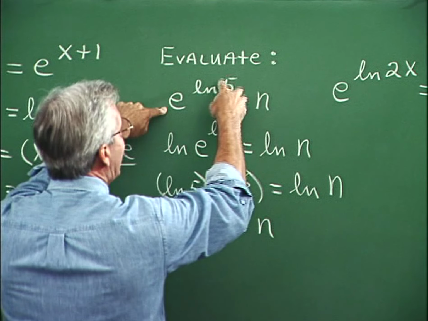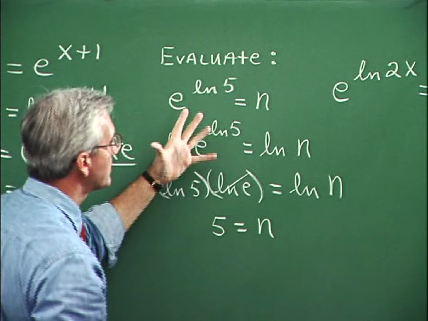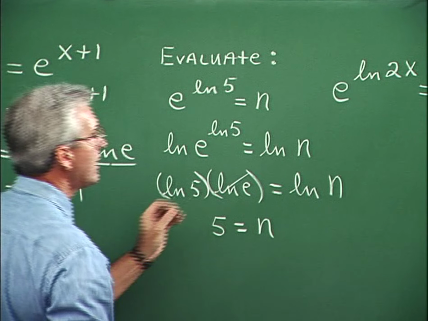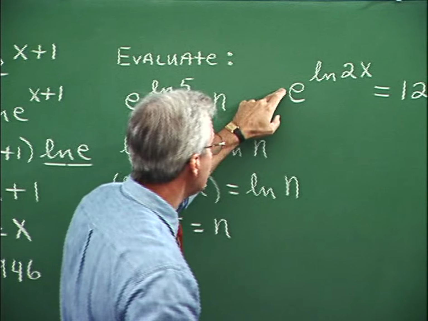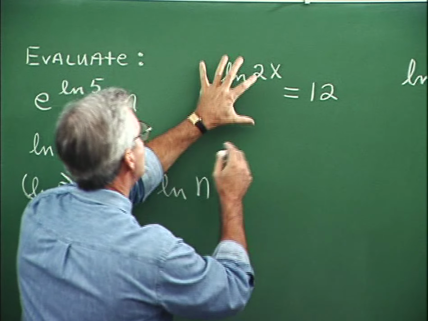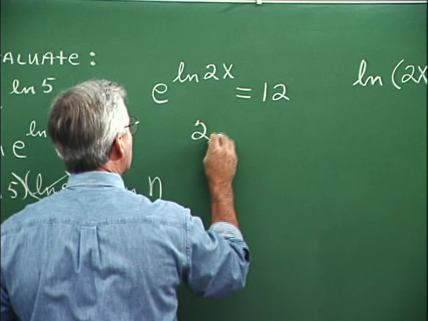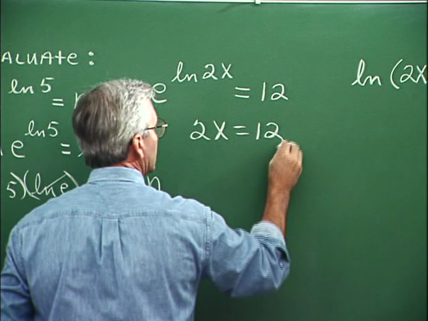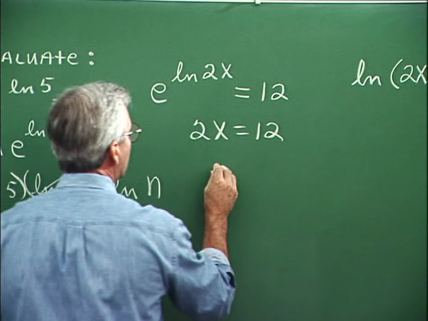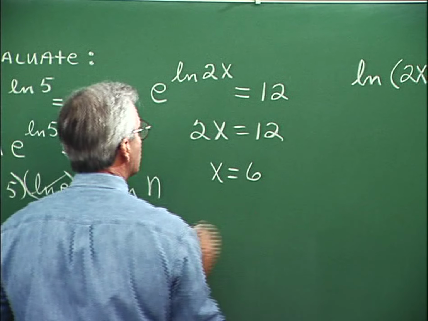Now, this kind of idea helps us. We can go the speedy way through a problem like this. E to the ln 2x, well, this expression is just 2x. So very quickly, we can evaluate this to be 6.